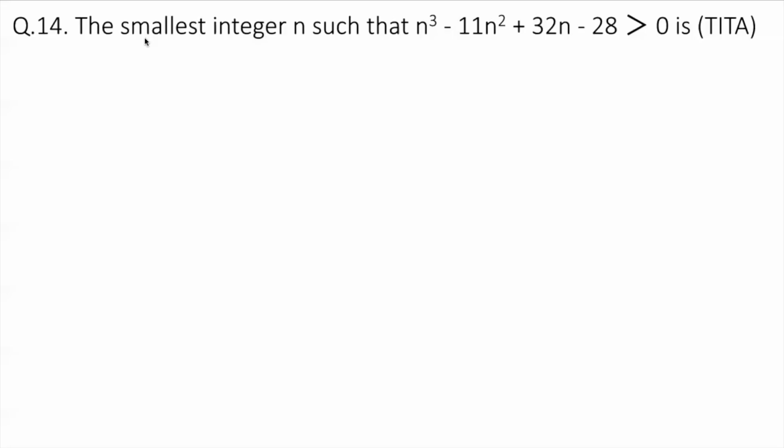All right, guys. So the smallest integer n such that n cube minus 11n square plus 32n minus 28 is greater than 0 is. Type in the answer. Now, what many people do here is they follow a very random process. They use hit and trial to find out the integer value of n here.